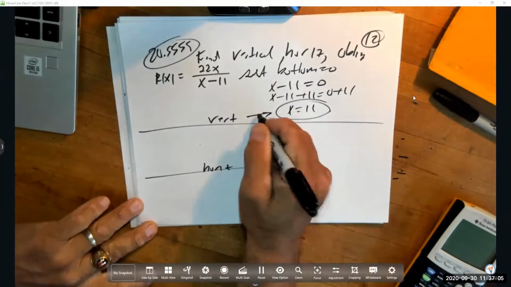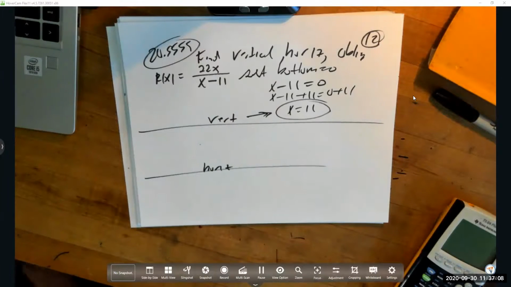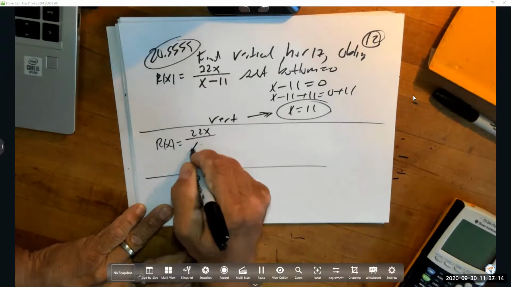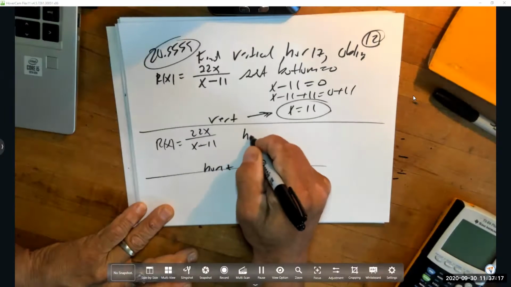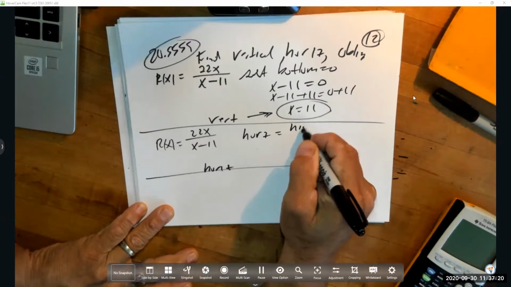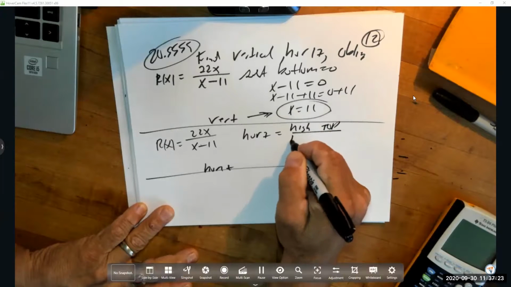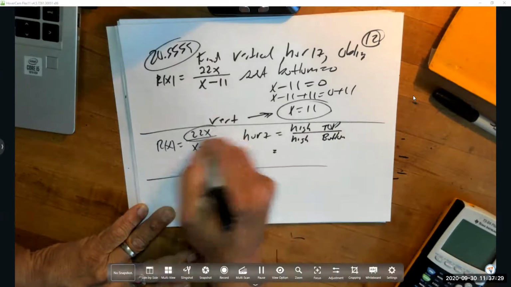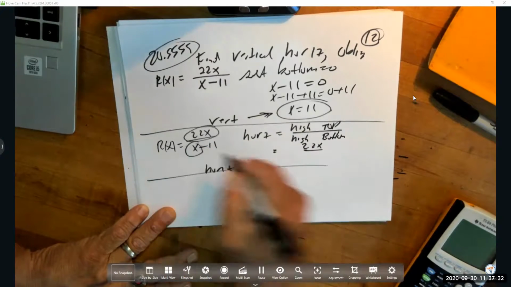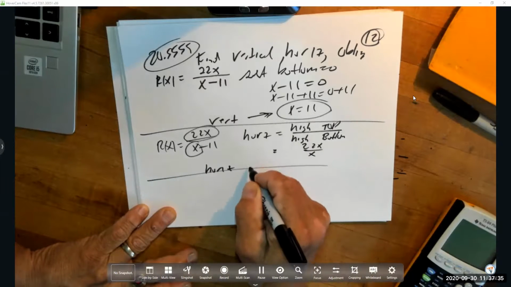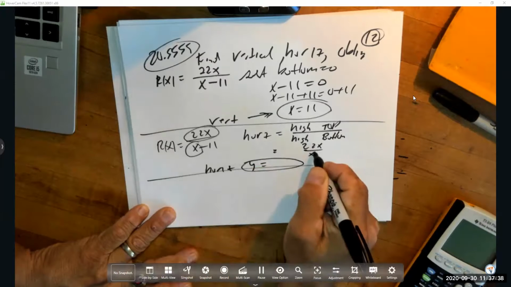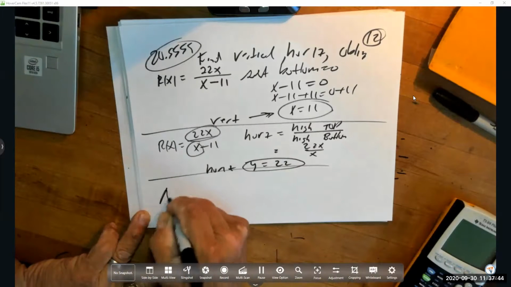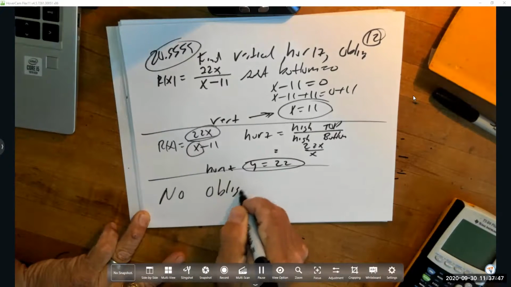So the vertical is x is 11. To find the horizontal of 22x over x minus 11, you take the highest power in the top divided by the highest power on the bottom. The highest power on top is 22x, and on the bottom it's the x by itself. Does 22x over x reduce to what number? 22. That's it. And there are no obliques for this.